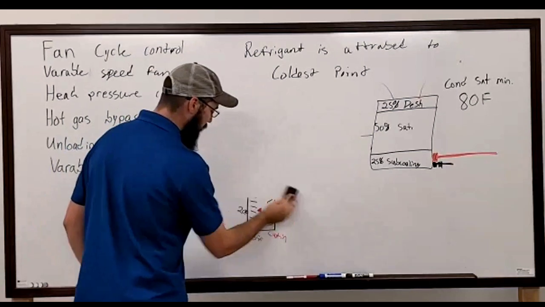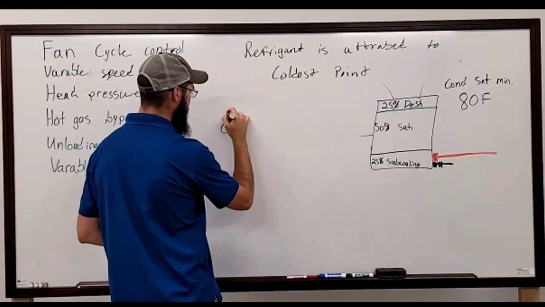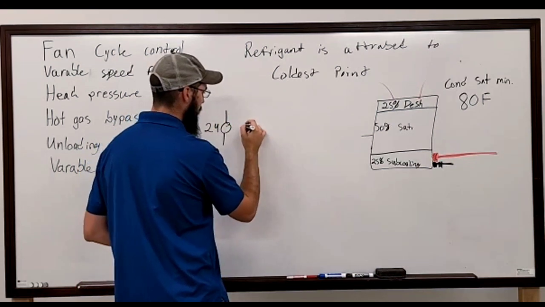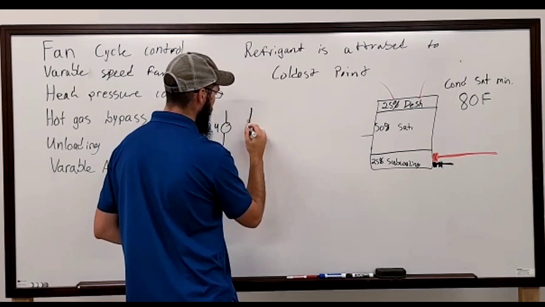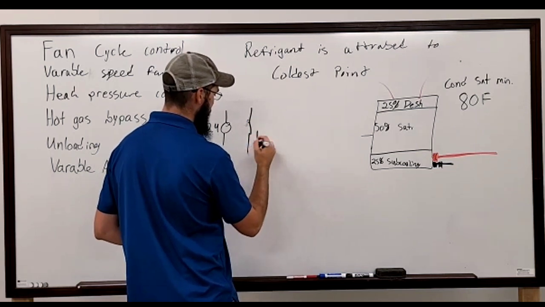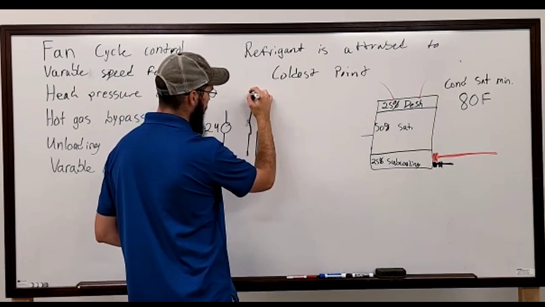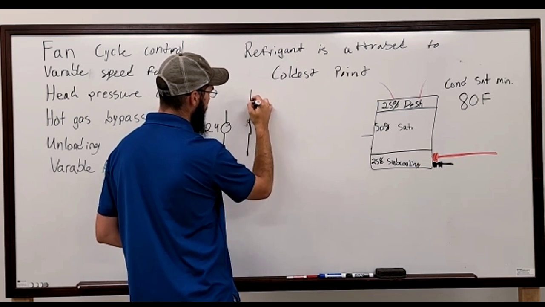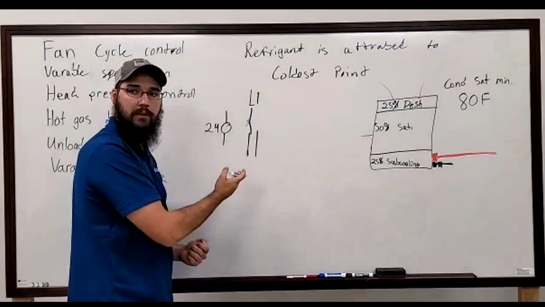You can do this with a single pole, double throw relay. Let's say you've got your coil, 24, you have your common. PV up here would just be, you'd have your power coming from the contactor, say it's just L1 coming off the contactor. This would be your common leg onto your fan.